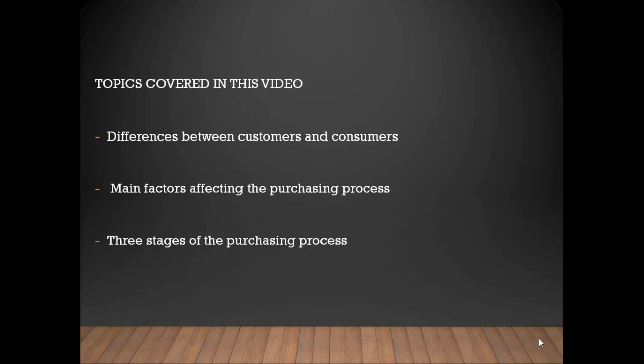Some topics covered in this video are differences between customers and consumers. We saw customers are also called buyers, and consumers are the ones using the product. Could be the same person, for example, a customer buying something for themselves, or it could be different people, a customer buying something for someone else. Main factors affecting the purchasing process, we saw that we have internal factors, personality, attitude, but also external factors such as culture, family members, technological aspects, macroeconomic aspects. Also saw that there are 3 stages of the purchasing process: pre-purchase, purchasing stage, and also post-purchase, and different aspects of each stage.